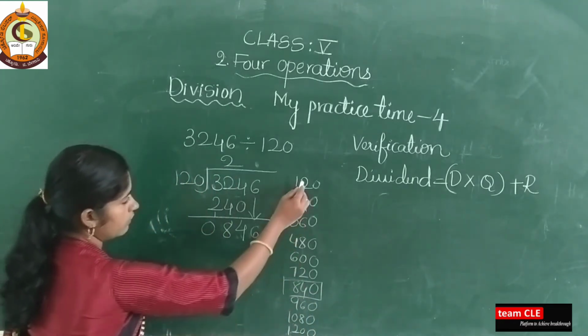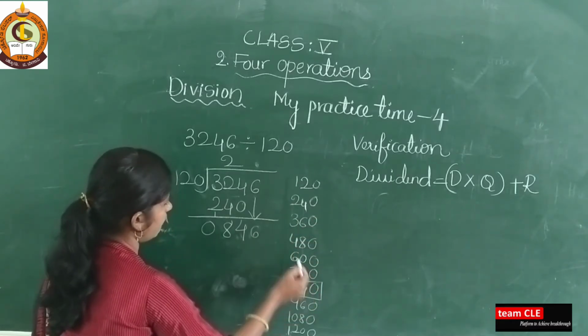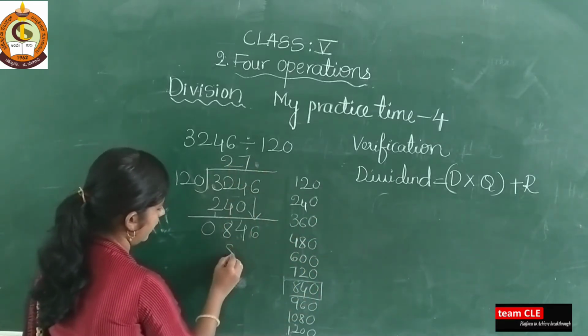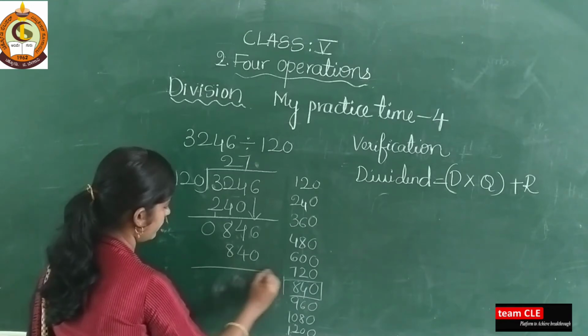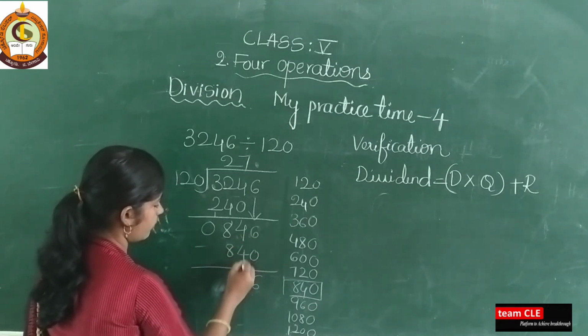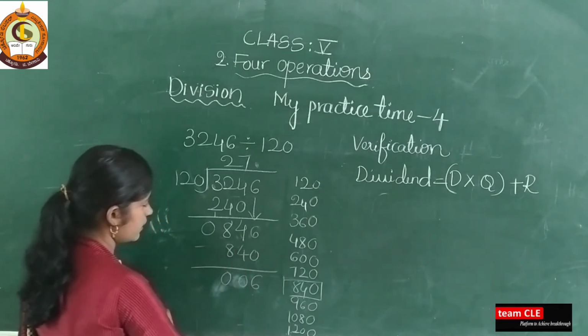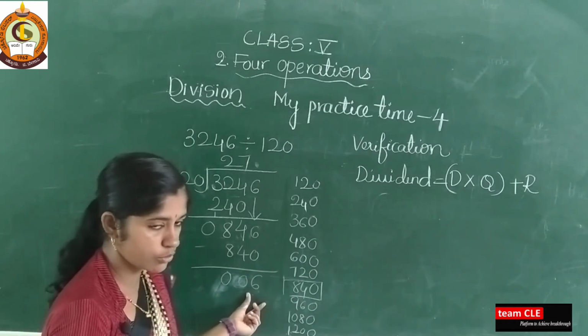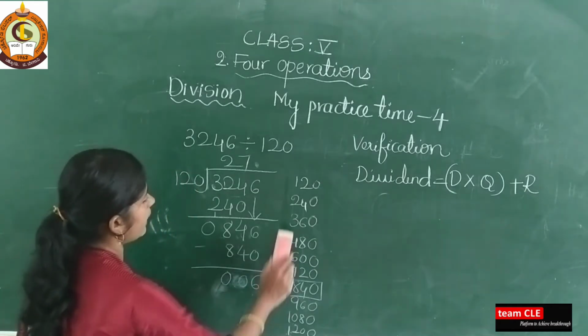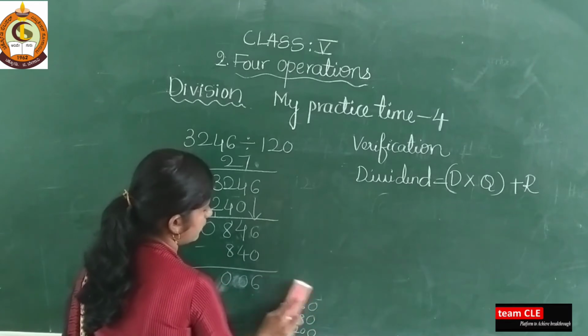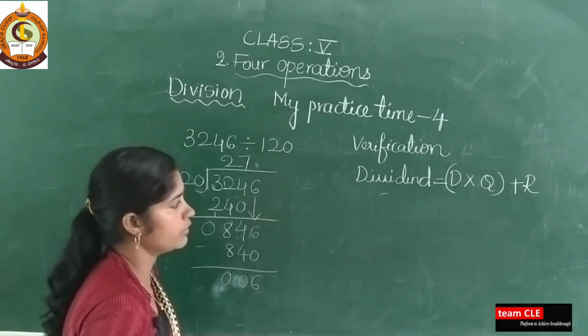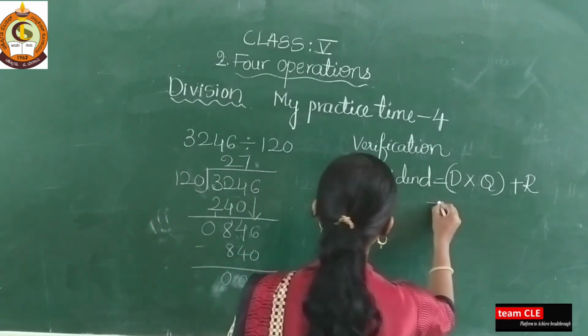So how much are 1, 2, 3, 4, 5, 6, 7. 7s are 840. 6 minus 0 is 6, 4 minus 4 is 0, 8 minus 8 is 0. So up to here you stop. Here I got remainder as what? 6. Then you do verification, divisor into quotient.